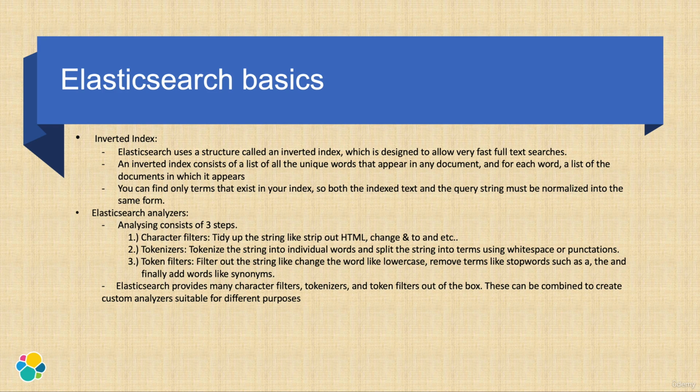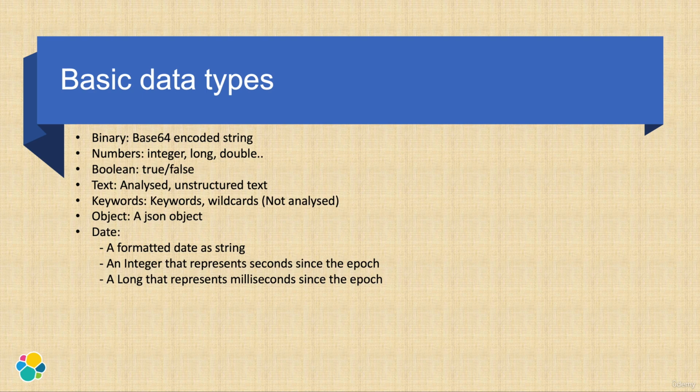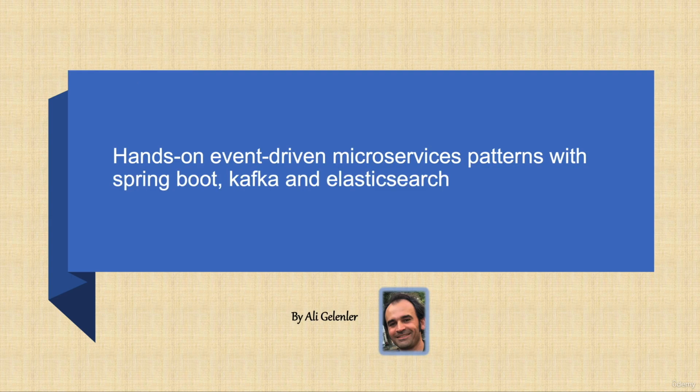Finally, Elasticsearch provides many character filters, tokenizers, and token filters out of the box. These can be combined to create custom analyzers suitable for different purposes. Here we see the basic data types that we can use in Elasticsearch. Alright, I will see you in the next section.